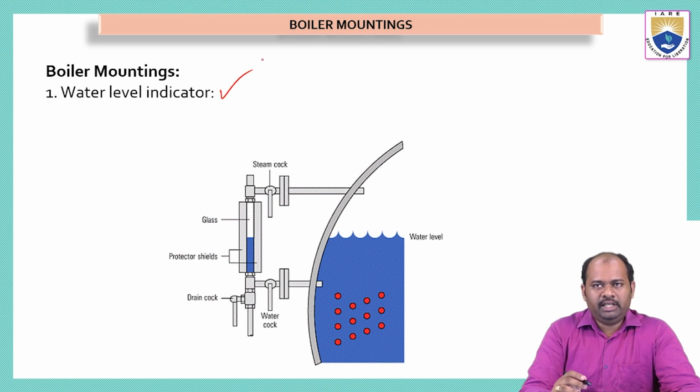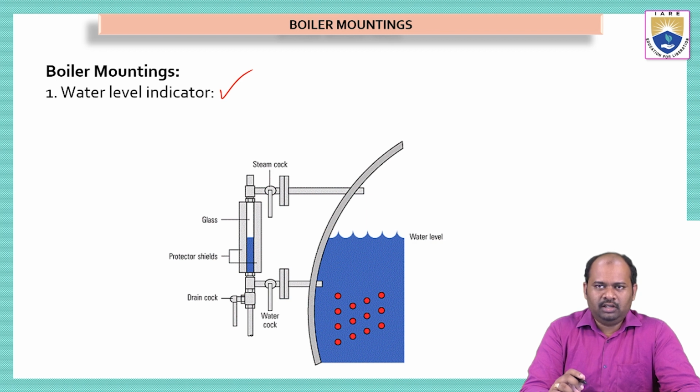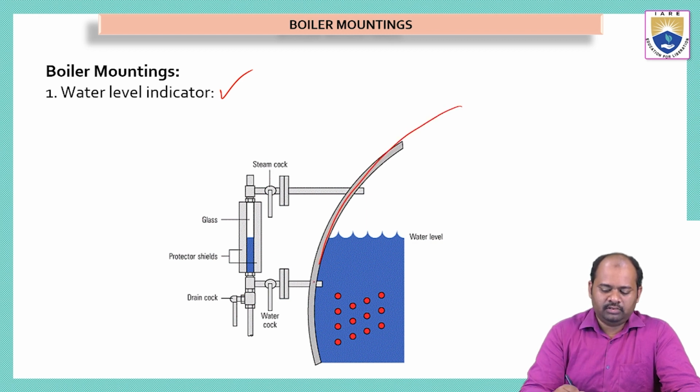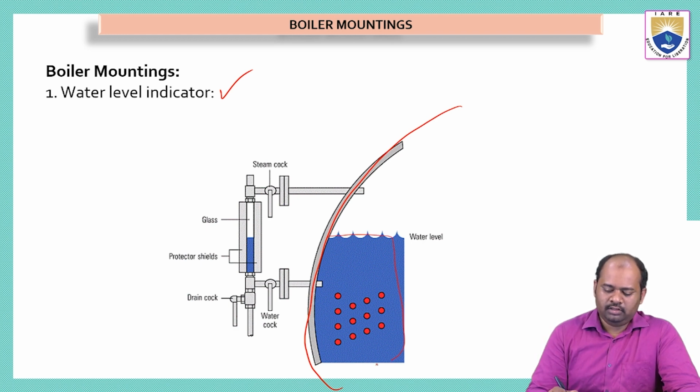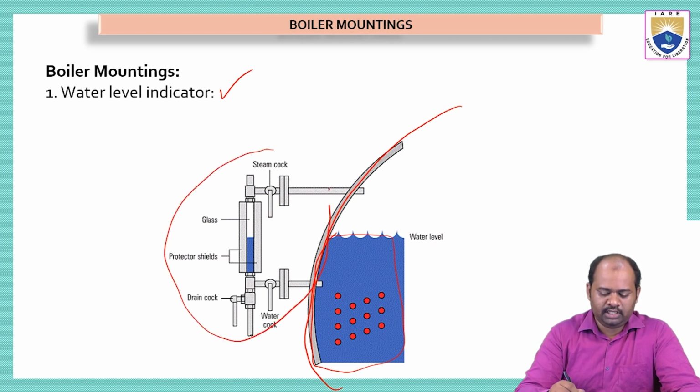So how the water level indicator works and how it is useful in the operation of the boiler. Now we can see in this picture, this is a closed shell. This is the container inside which we have water. We have this blue color indicating the water level inside the boiler. Now we have an attachment here. See this, this entire attachment is called a water level indicator.